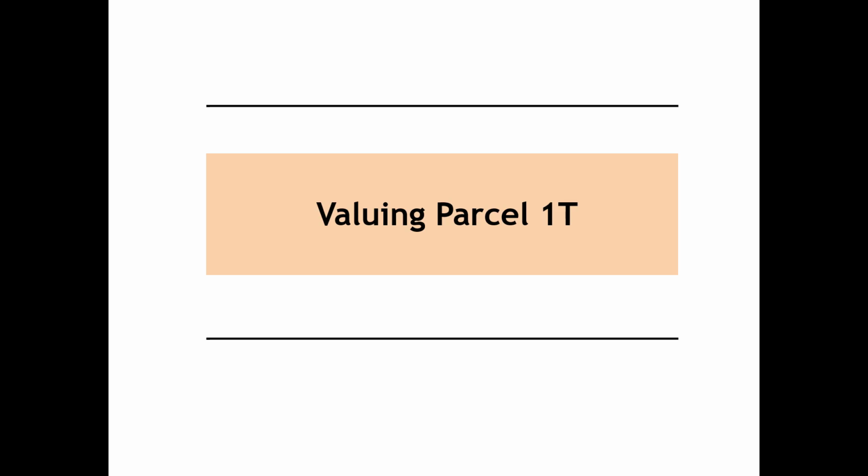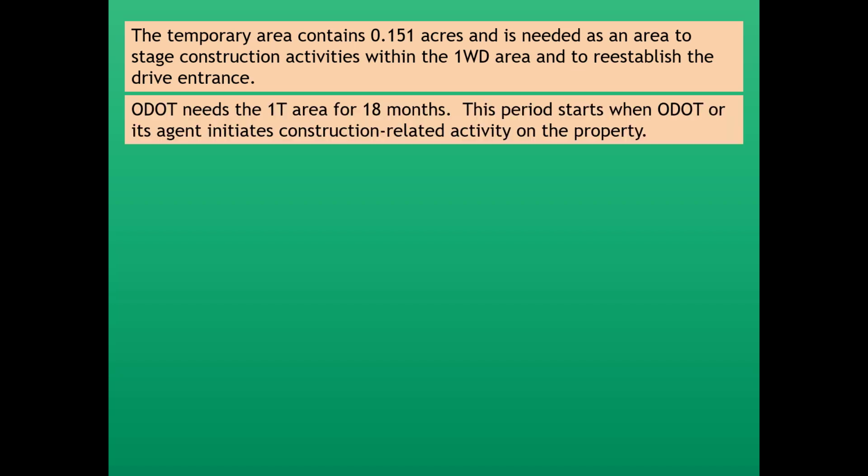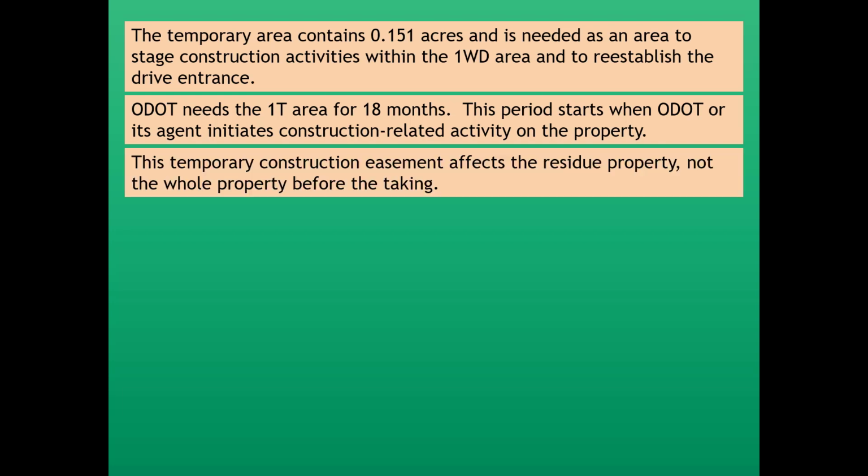Next, we're going to value the taking parcel 1T. The temporary area contains 0.151 acres and is needed as an area to stage construction activities within the 1WD area and to reestablish the drive entrance. ODOT needs this 1T area for 18 months.